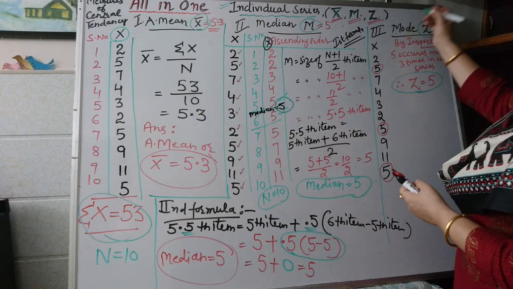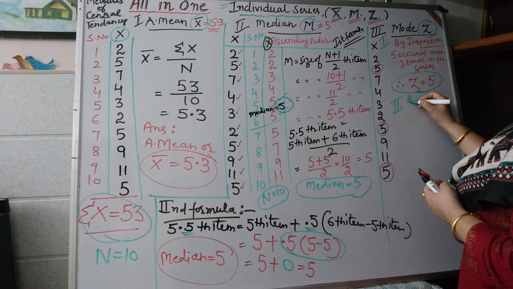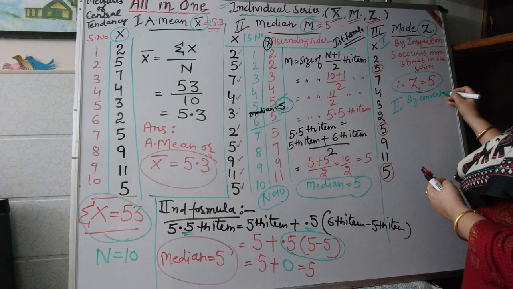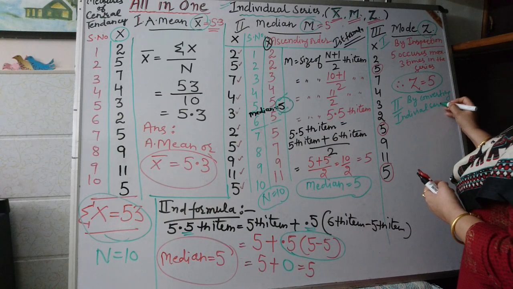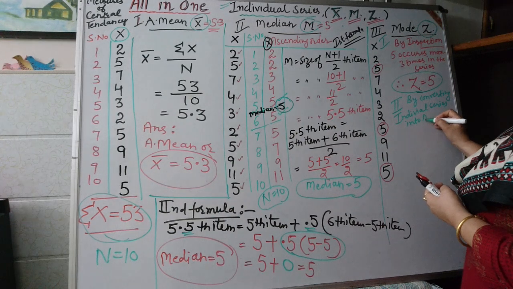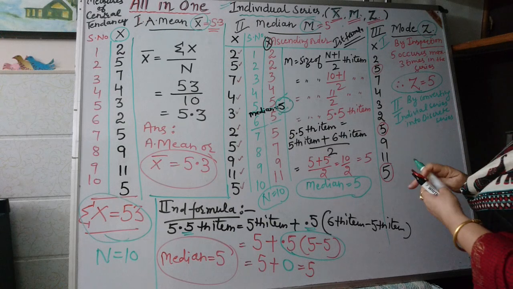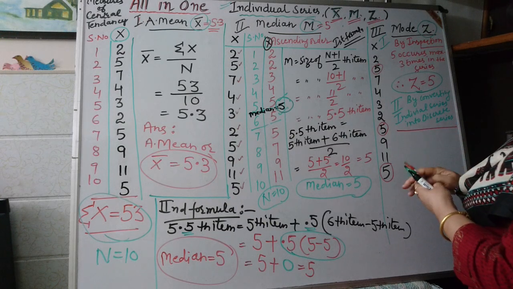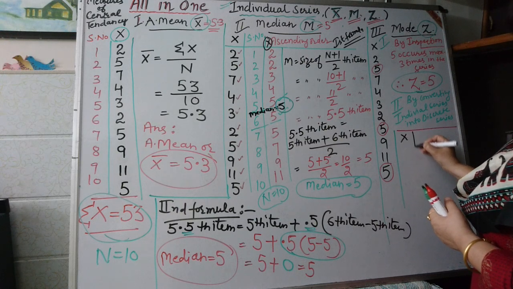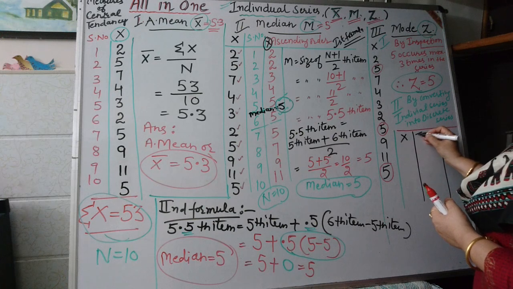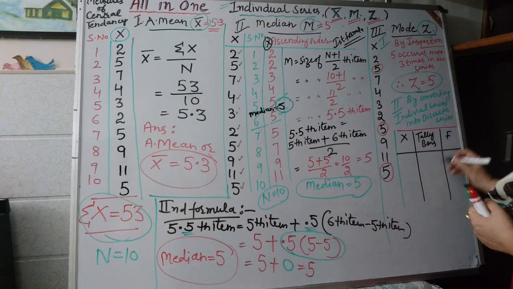One more method. This was the first method, and the second one is by converting an individual series into a discrete series. This is an individual series and we will convert it into a discrete series. How can it be converted? Let us write down these values of x. Then we will prepare tally bars, and the last column is related to frequency.